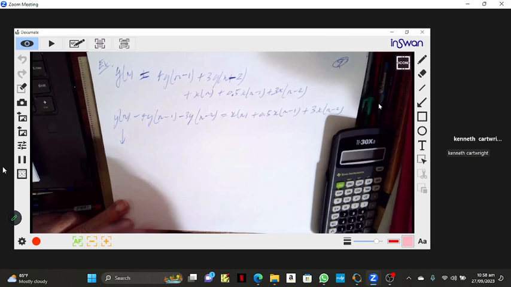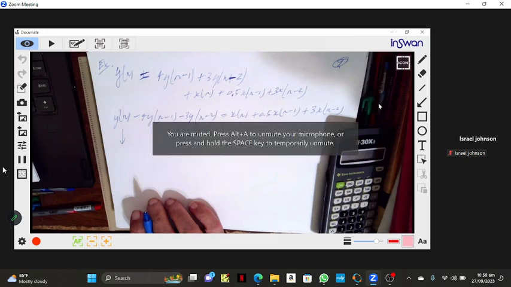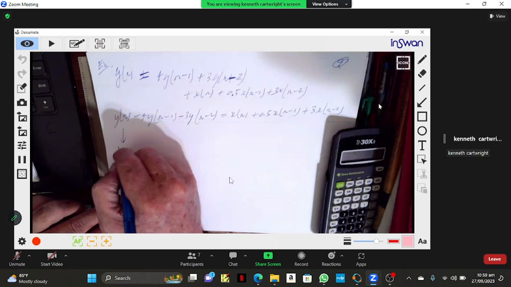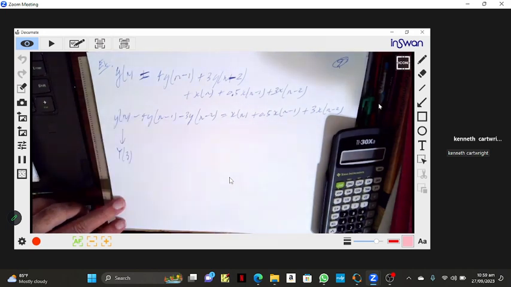What does y of n become? Will it become y of z? Y of z. What's the second term become? What does the second term become? Minus 4z to the negative 1.